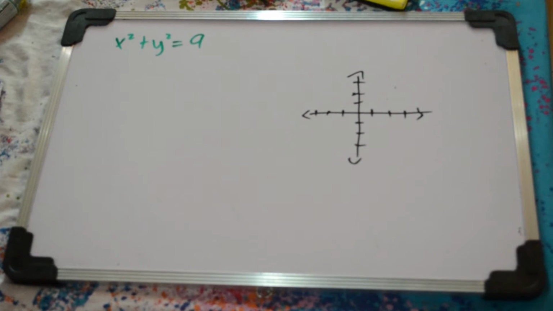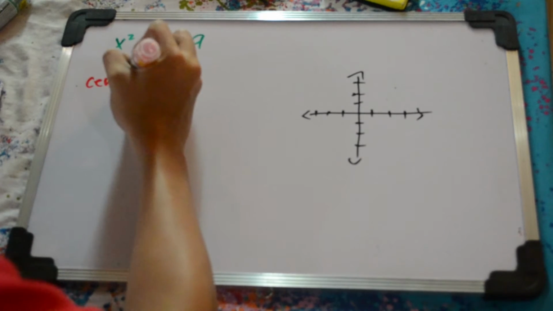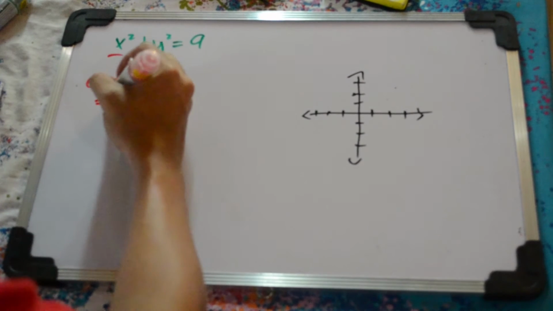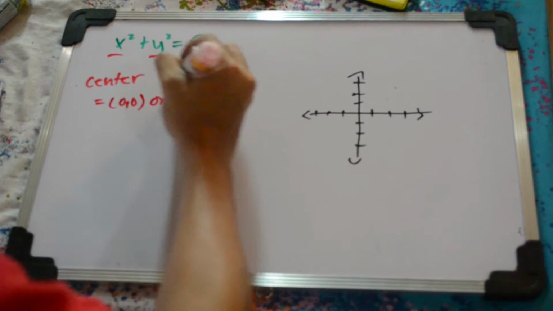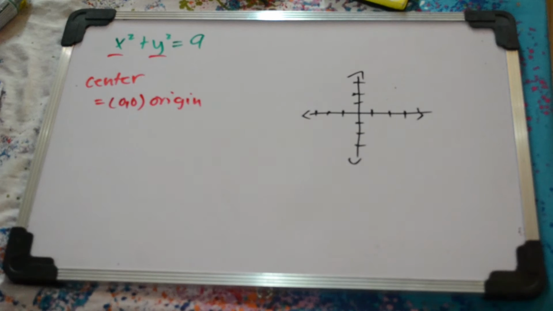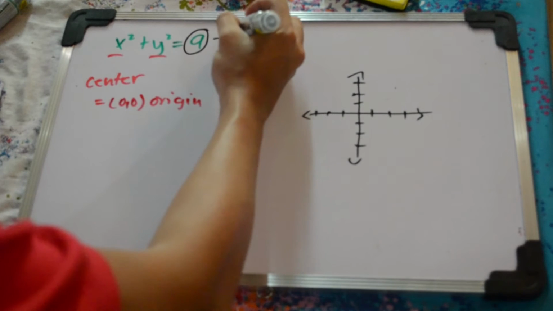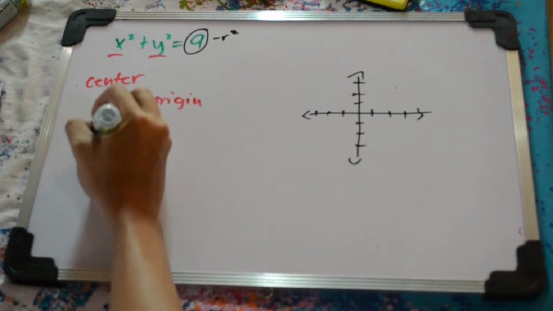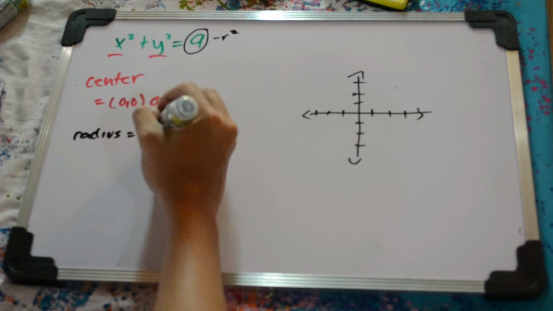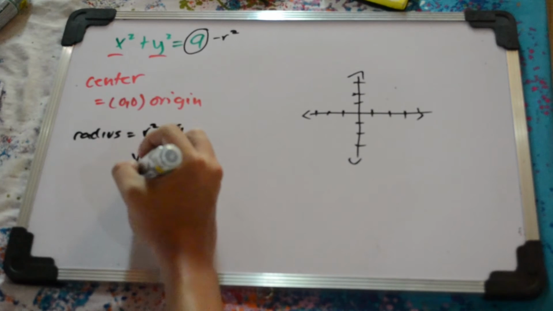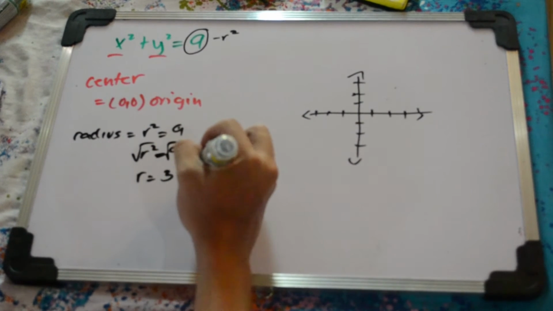For our second example, the equation is x squared plus y squared is equal to 9. First, we need to find the center. As you can see here, there is no h or k, so our center will be at (0, 0), the origin. Then the second step is to find the radius. 9 is r squared, so r squared is equal to 9, and then we take the square root of both sides. You will have 3 units.